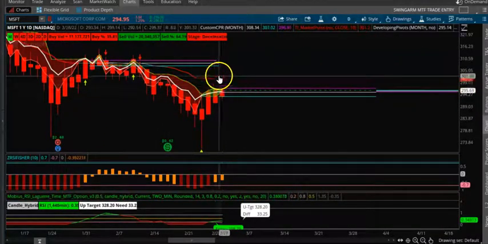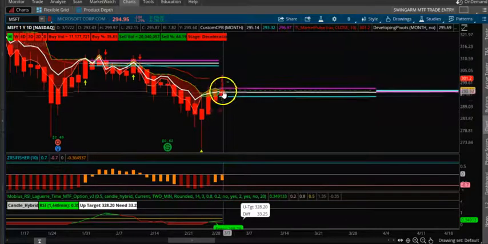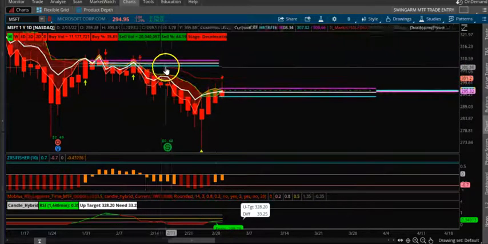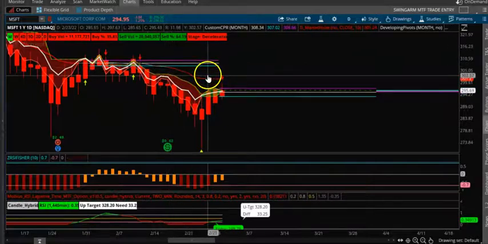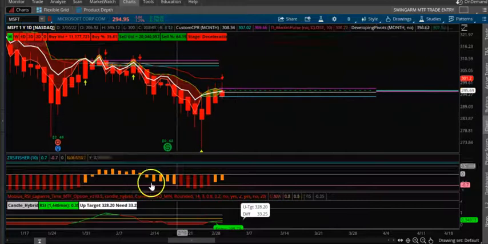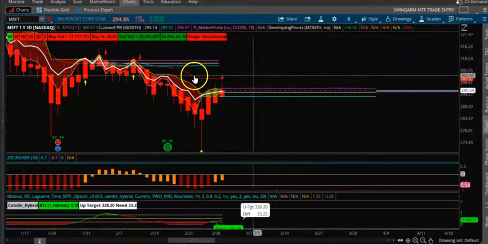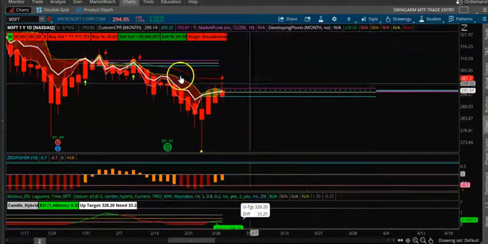Here it also indicates that our developing CPR has turned negative. You can see that market pulse is also negative. So all the time frames are negative, and RSI is also negative. Okay, so this is a good stock to go on the downside.